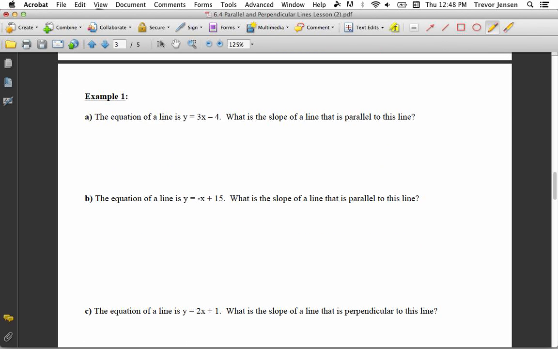Okay, let's start doing some examples. The equation of a line is y equals 3x minus 4. What is the slope of a line parallel to this line? Well, remember, parallel lines have identical slopes. The equation of a line is y equals mx plus b, so the number in front of the x, the 3, is in fact the slope of the line. So the slope of this line is 3. Parallel lines have identical slopes, so the slope of a parallel line would also be 3.